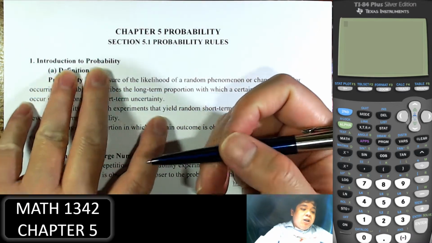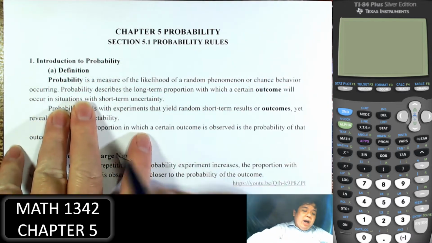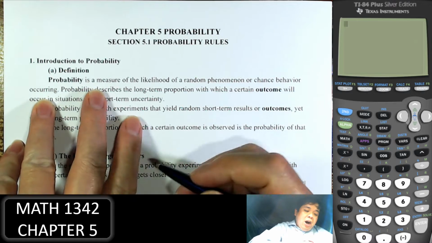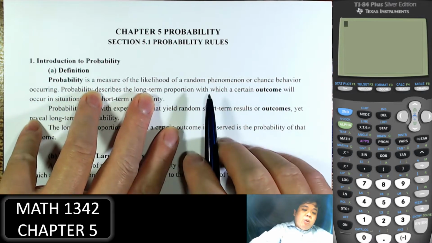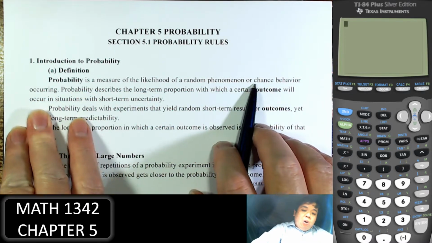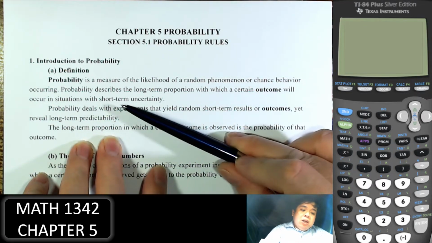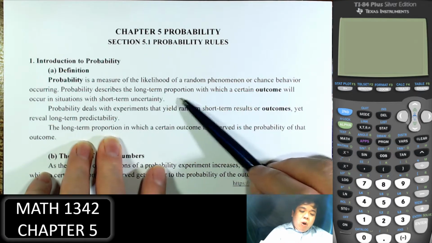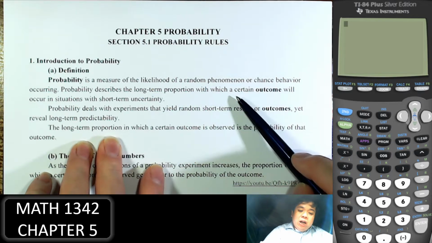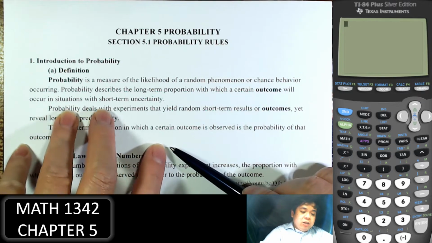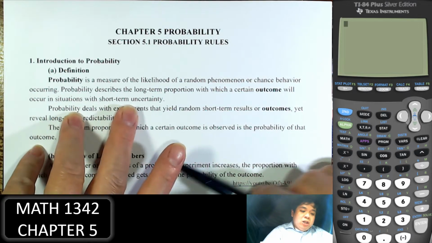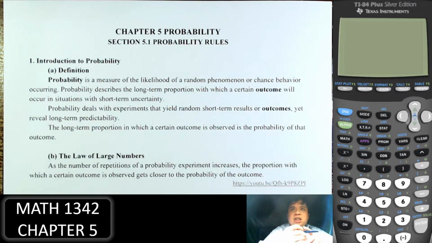First, we define probability. Probability is a measure of likelihood of a random phenomenon or chance behavior occurring. Probability describes the long-term proportion with which a certain outcome will occur in a situation with short-term uncertainty. All the definition is there, I let you read that.